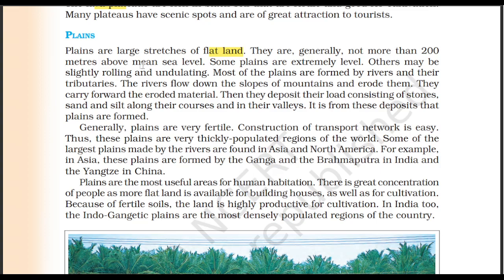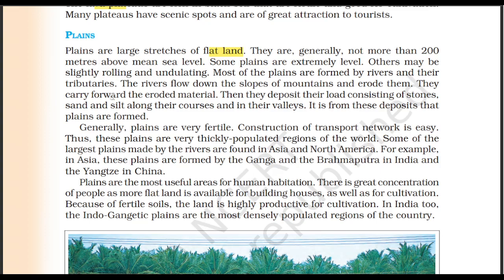Some plains are extremely level, others may be slightly rolling and undulating. Most of the plains are formed by rivers and their tributaries. The rivers flow down the slope of mountains and erode them. They carry forward the eroded material. They deposit their load, consisting of stones, sand, silt, along their course and in their valley. It is from these deposits that plains are formed.